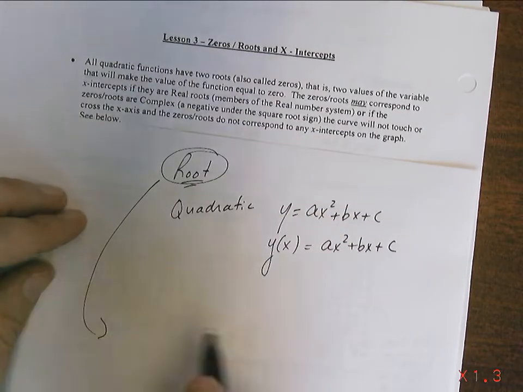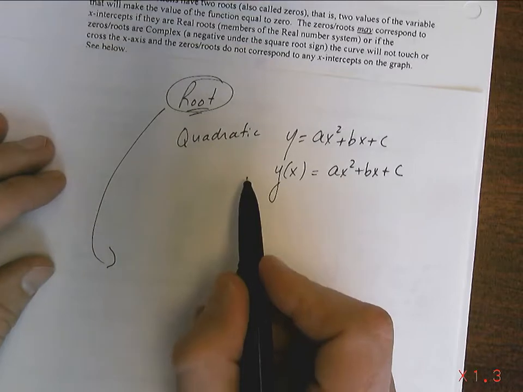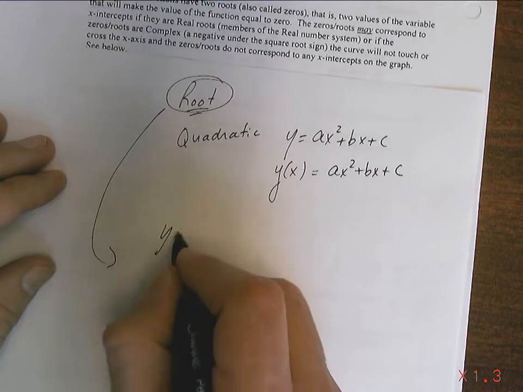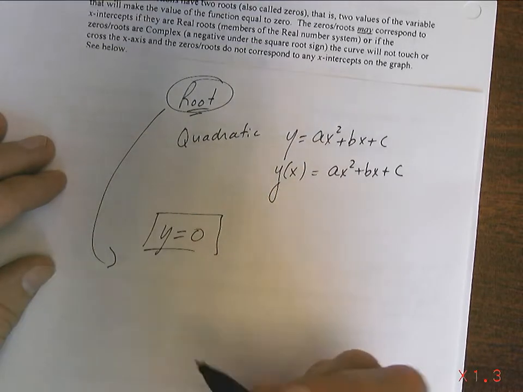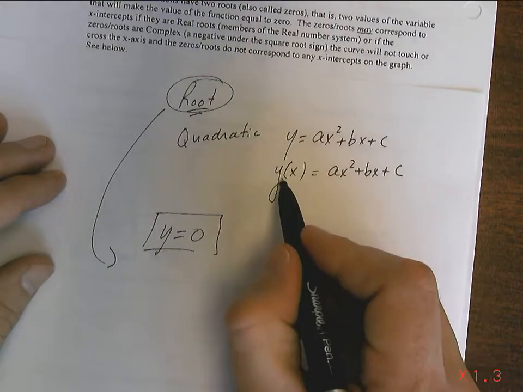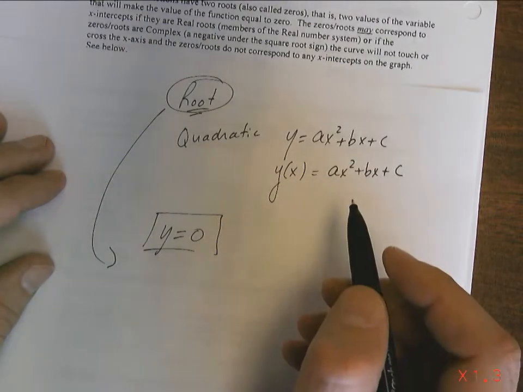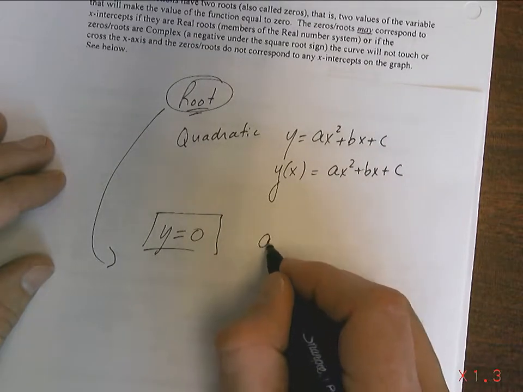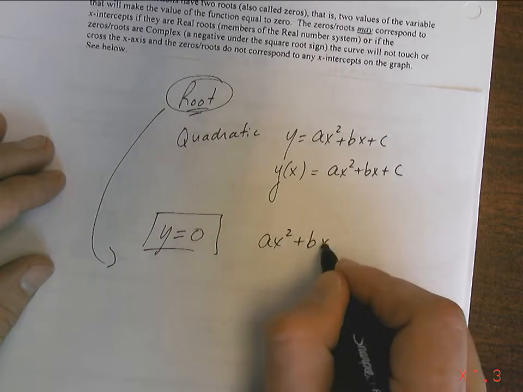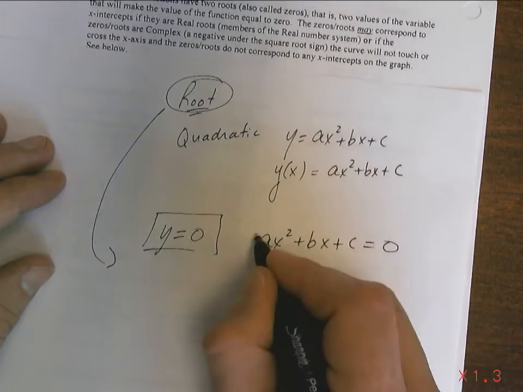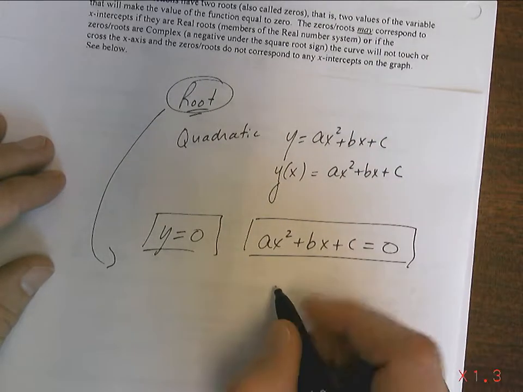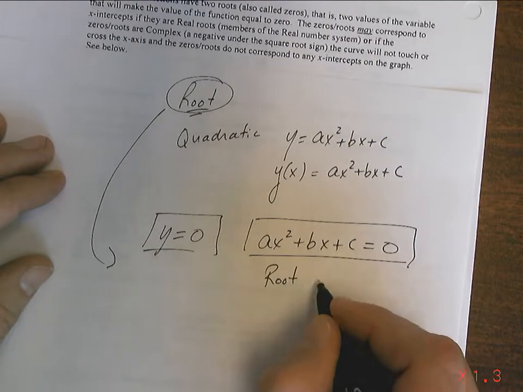Now a root is different. A root is an x value that will allow the y to equal 0. Okay, so any value that will take a quadratic and make this part equal to 0 is called a root. So it's anything that will satisfy this equation is called a root. Another word for it is a 0.